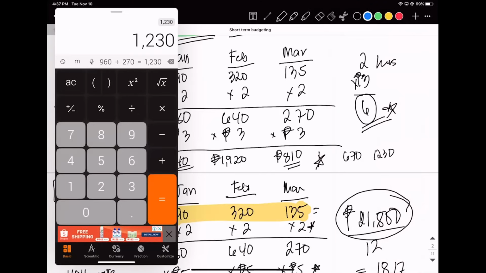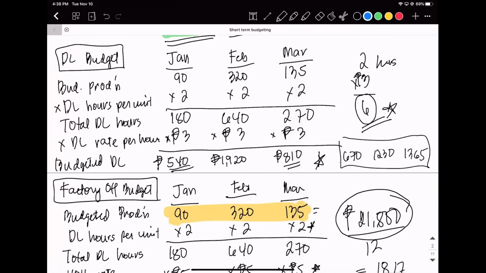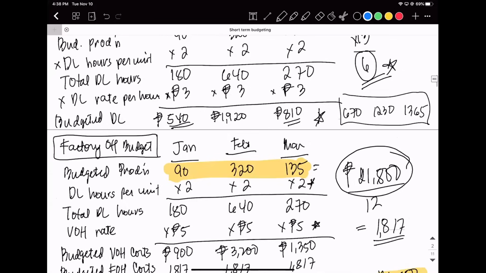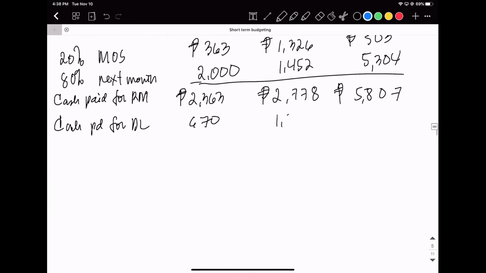And lastly, 1920 divided by 2 plus 810 divided by 2 also. Yun. So, 1365. So, ito yung sagot. Ito na. Yan yung cash payments for direct labor. Okay. So, balik na tayo. 670, 1230, 1365. Ayan. Tama ba? Tama. Next.